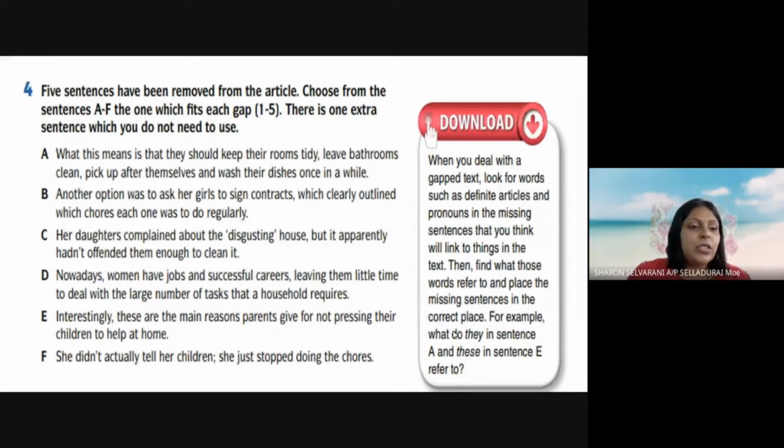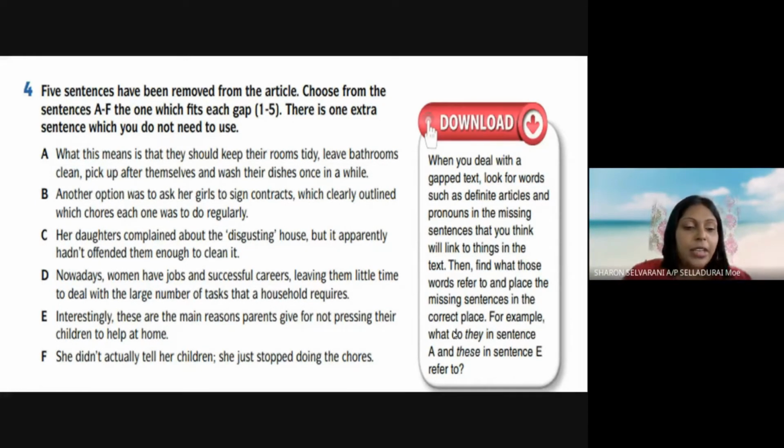All right. So here they have given us 6, so one sentence you do not need to use. Okay, so let's look at A. What this means is that they should keep their rooms tidy, leave bathrooms clean, pick up after themselves, and wash their dishes once in a while. B, another option was to ask her girls to sign contracts which clearly outlined which chore each one was to do regularly. And C, her daughters complained about the disgusting house, but it apparently hadn't offended them enough to clean it.